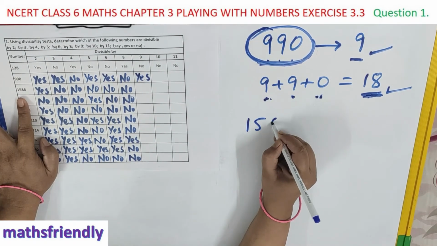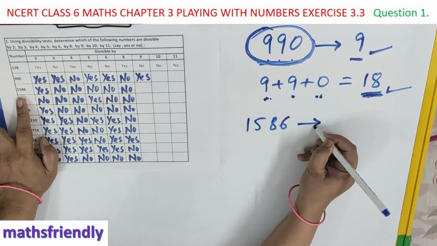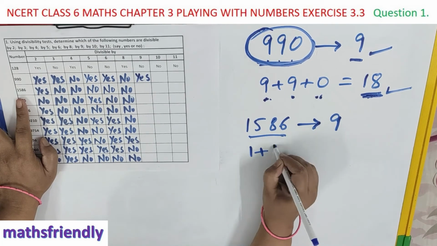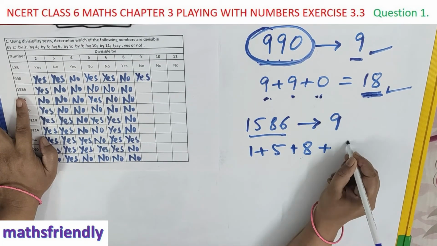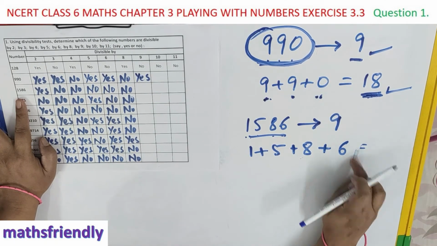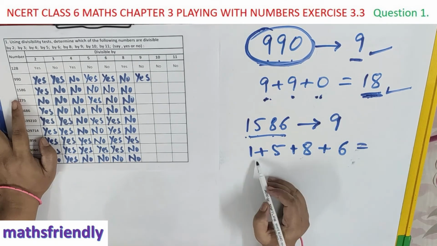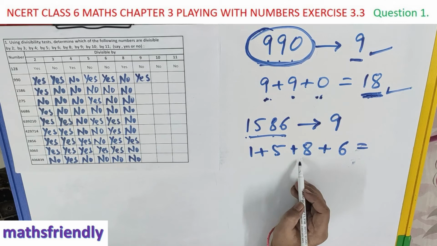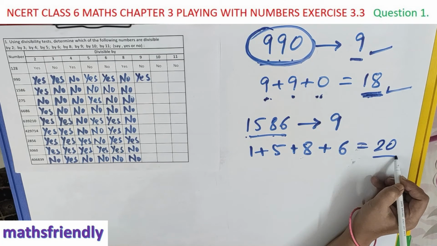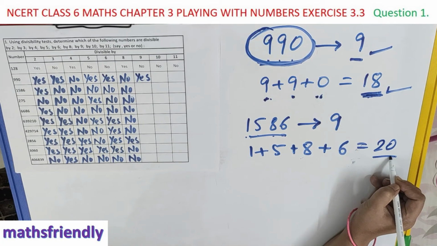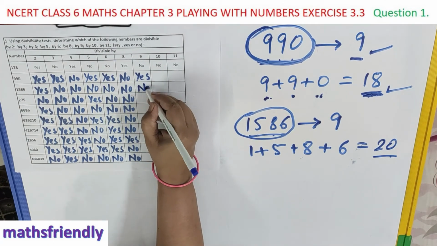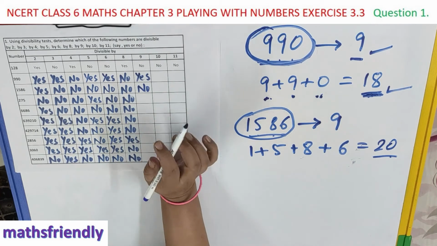The next is 1586. So we have to check whether this number is divisible by 9 or not. So we have to add all the digits of the number. The digits are 1, 5, 8 and 6. We will add and find what is the sum. 5 plus 8 plus 6. 5 plus 8 is 13, 13 plus 6 is 19, plus 1 is 20. Is 20 divisible by 9? No, 20 is not divisible by 9. It means this number also is not divisible by 9. We will write no.